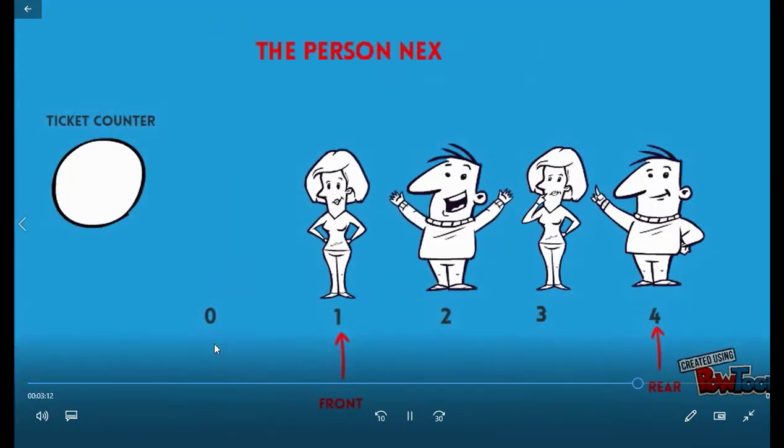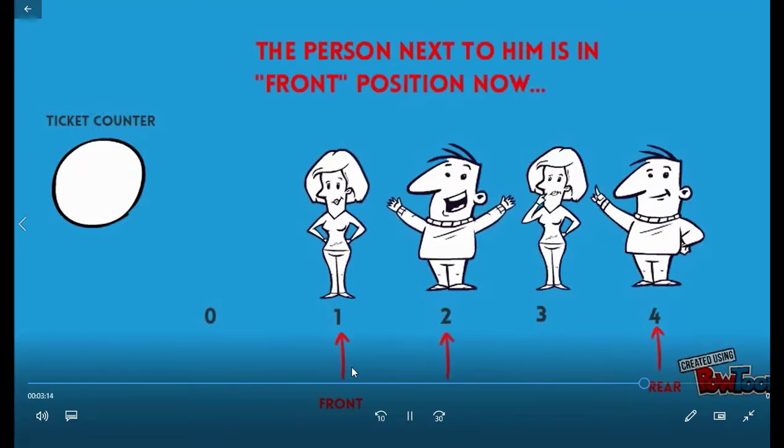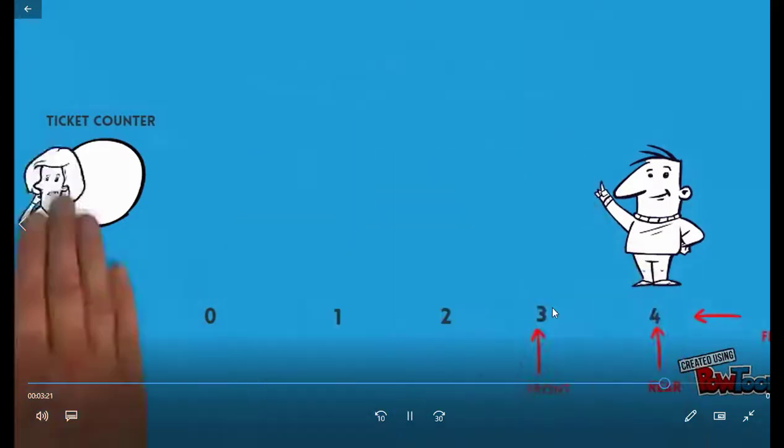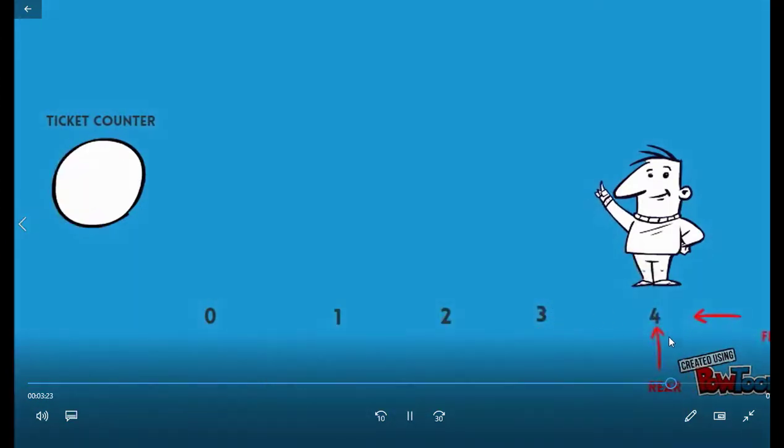Okay, so the first person leaves and the front value gets incremented to the next position. That person leaves. Again, the second person leaves. Then the person in the third place leaves, and then the last person is waiting to leave. He has to take the ticket, but the front and the rear position will remain 4.